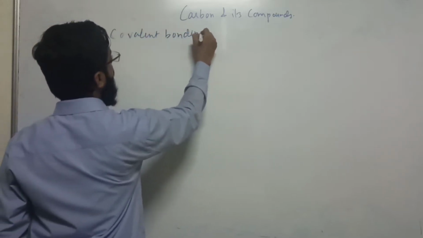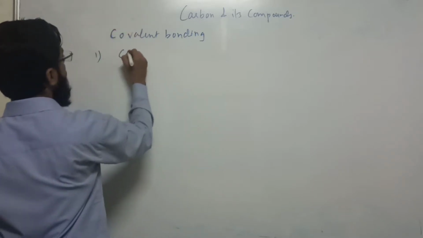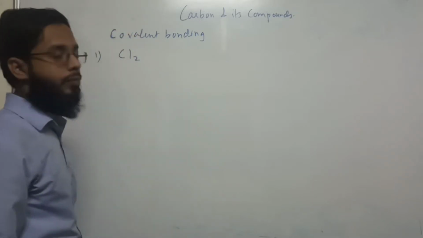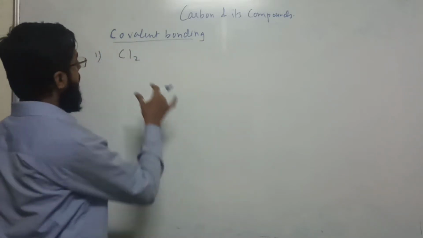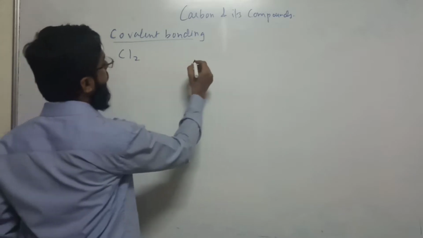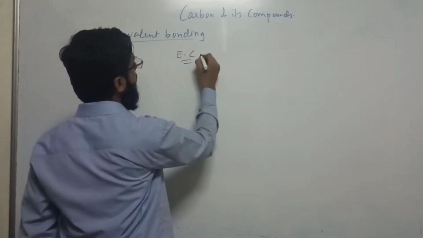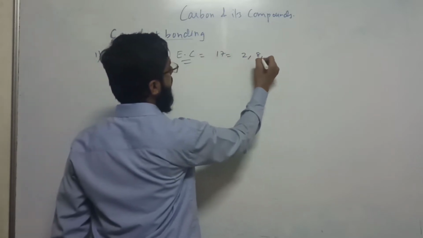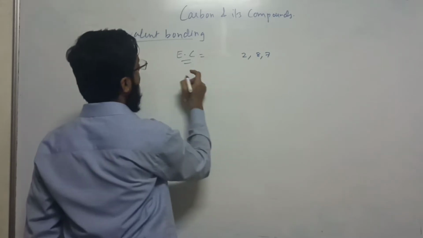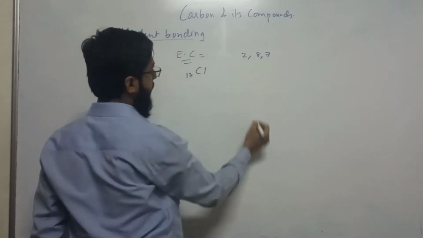So what is covalent bonding? The bond which is formed by sharing of electrons. Now let's see in case of chlorine. We have talked about covalent bonding in case of carbon. Let's talk about chlorine. So the electronic configuration of chlorine is 2, 8, 7. The atomic number of chlorine is 17.